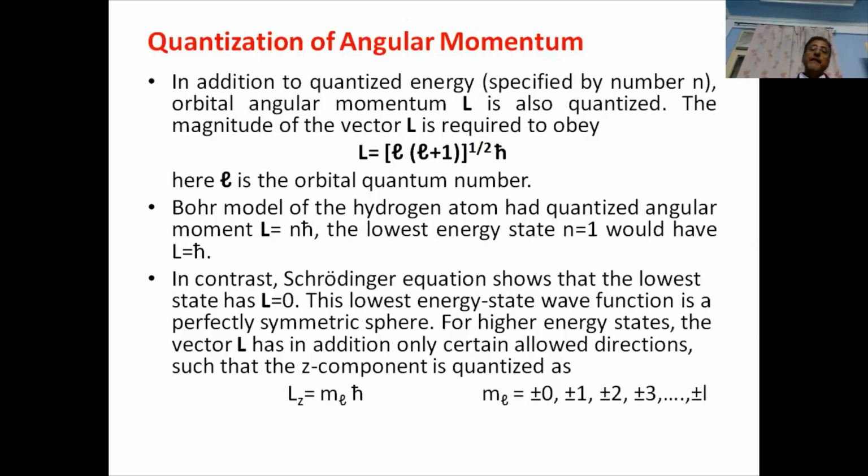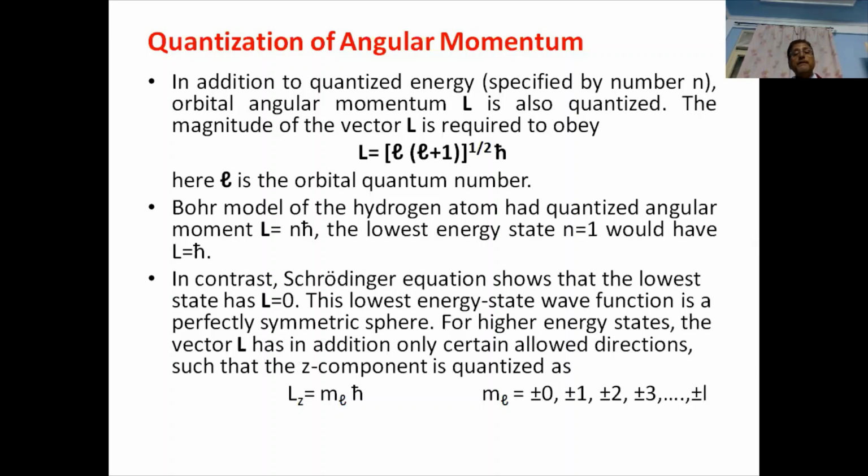Now, quantization of angular momentum. In addition to quantized energy specified by number n, for example, in the Bohr model we had seen that the energy was quantized, that is, the energy of the electron could not be continuous. It had certain specified values in those orbits. Energy could not have all possible values. So the energy was quantized there. But orbital angular momentum is also quantized.